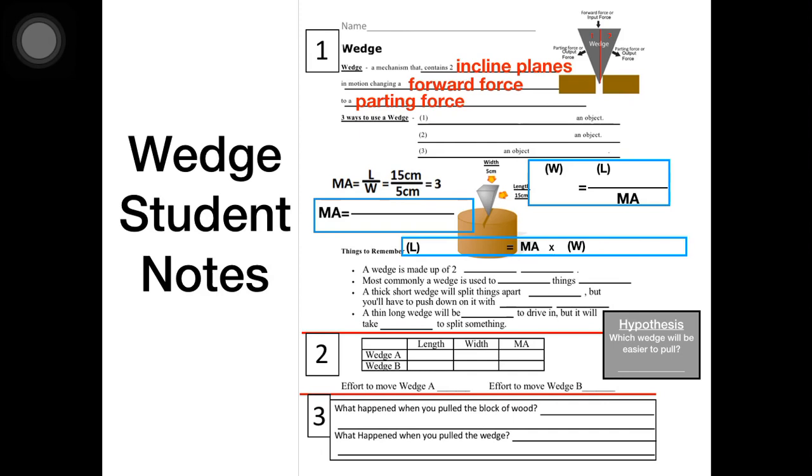As you can see there in our little diagram, the wedge is moving forward or down into the wood or whatever that is, and it is parting it. It is pushing it apart. So we have a forward force to a parting force. And this is a wedge that is made up of two inclined planes. Go ahead and get that definition filled in. A mechanism that contains two inclined planes in motion, changing a forward force to a parting force.